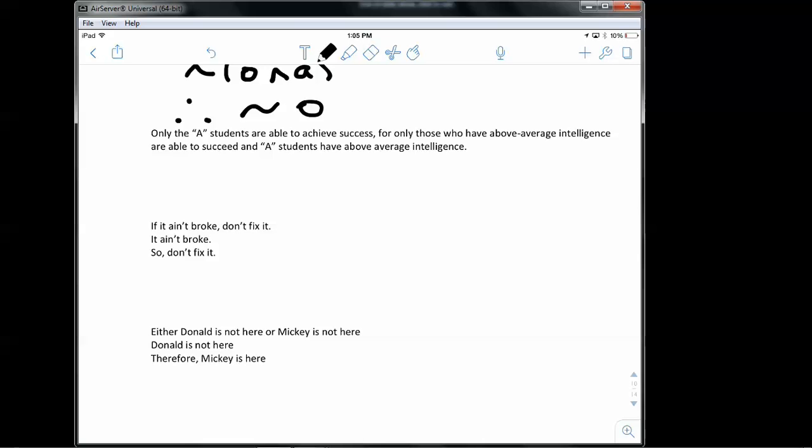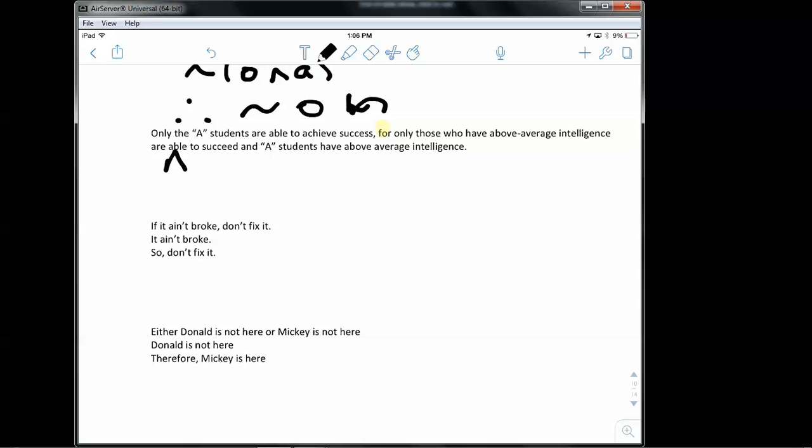What about the next one? Only the A students are able to achieve success. For only those who have above average intelligence are able to succeed, and A students have above average intelligence. Looking at this "for" right here, I can't see around my own fat fingers. This "for" right here is the same thing as saying "because," so it lets me know that I'm about to get reasons for what I just said. So this thing is my conclusion, and what comes behind it is the premises. And again, this isn't a conjunction or a disjunction. So only those who have above average intelligence are able to succeed.